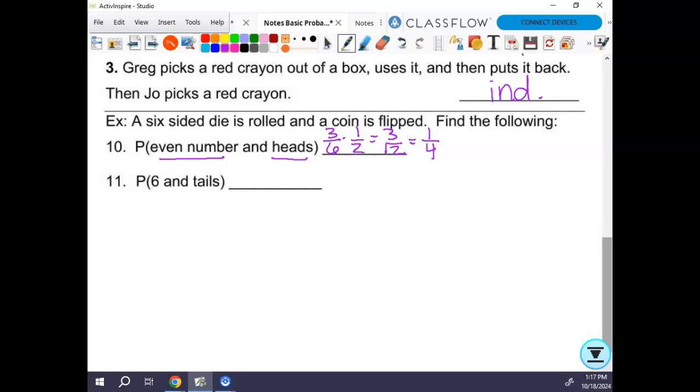Everybody okay with that? All right. Probability of 6 and tails. How many 6s are there? 1, so 1 out of 6, times, what's the probability of flipping tails? 1 out of 2. So you've got a 1 out of 12 chance. That's how you do that compound probability stuff.